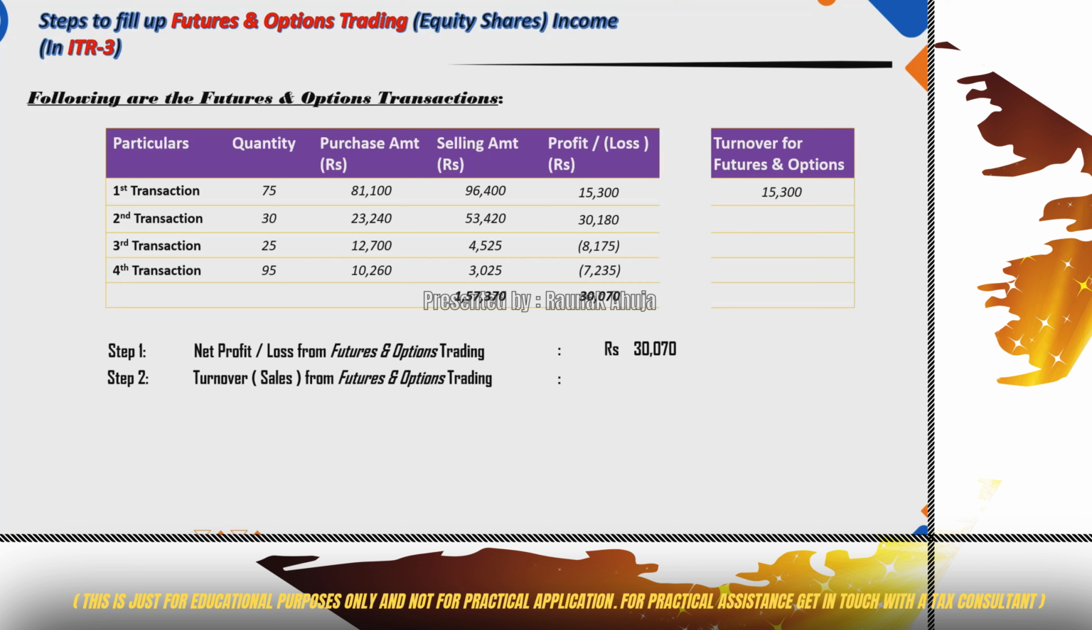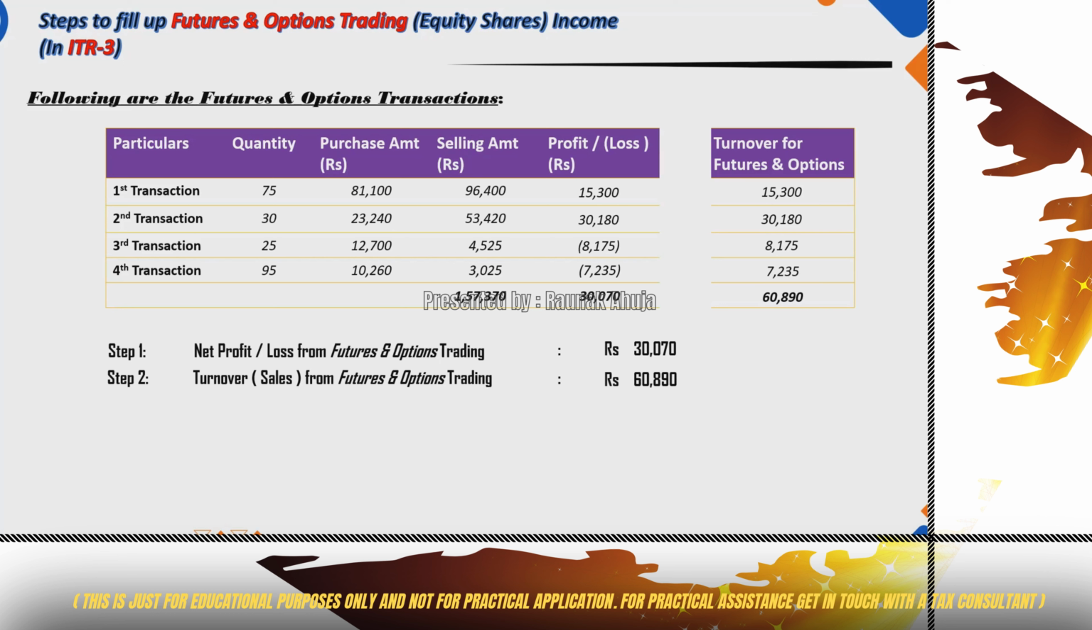Likewise for the second transaction also. Now, in case of transactions in which we had incurred losses, the turnover here again would be the absolute value of the losses incurred. Thus, in case of third transaction, the turnover would be 8,175. This means we'll simply be ignoring the negative sign. Likewise for the fourth transaction, and thus the total turnover from futures and options would be rupees 60,890. And thus step 2 has also been calculated.